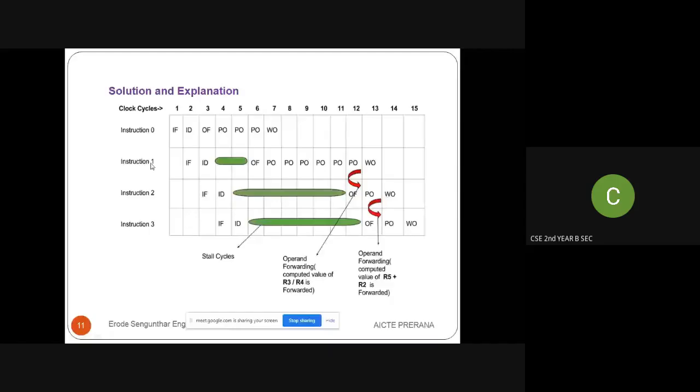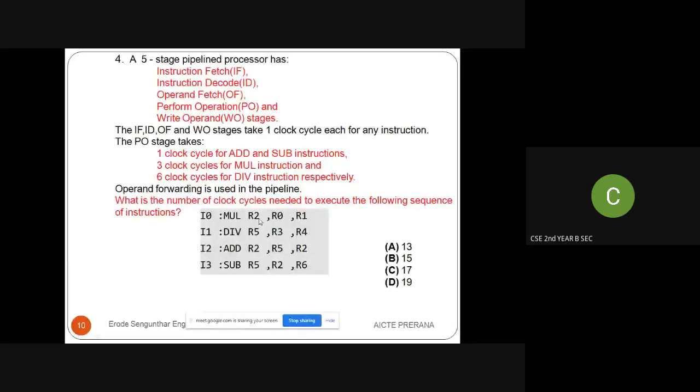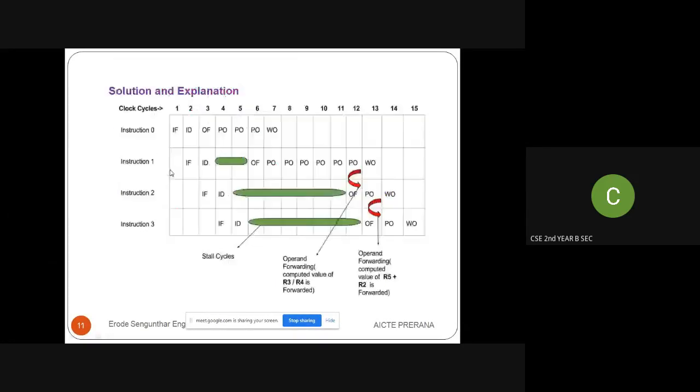OF, PO, and WO. Okay, what is the first instruction? I0, multiplication instruction, right? For processing a multiplication instruction, what is the total number of cycles needed for PO? For multiplication, 3 clock cycles are needed. So here it goes: IF, ID, OF. It has only 1 clock cycle. For PO processing, as this instruction is a multiplication instruction, it has taken 3 clock cycles, 4, 5, and 6.